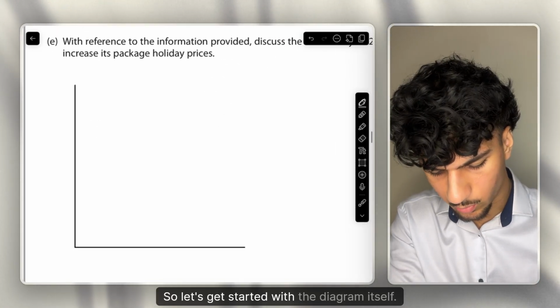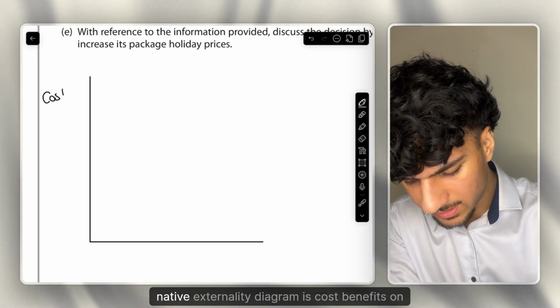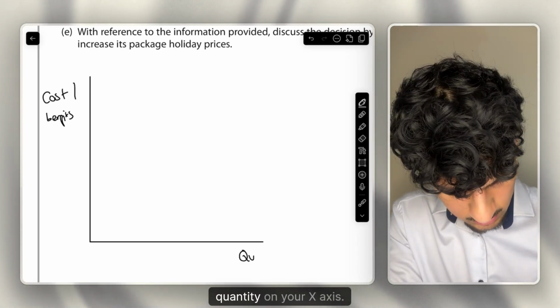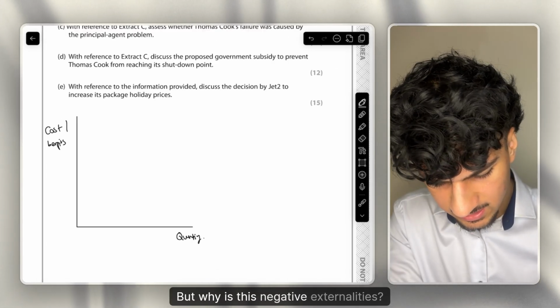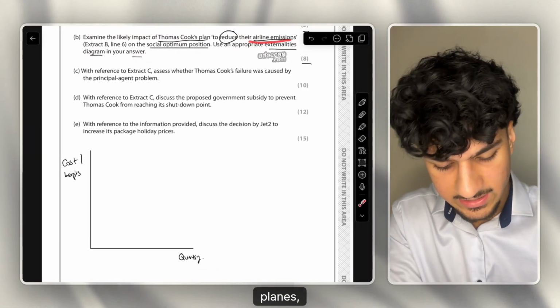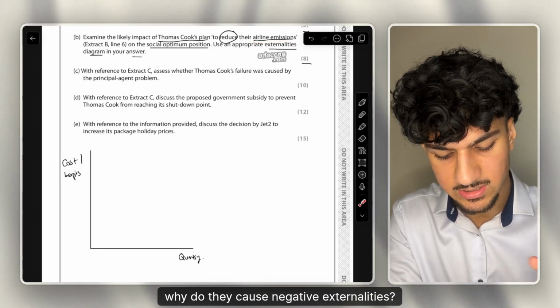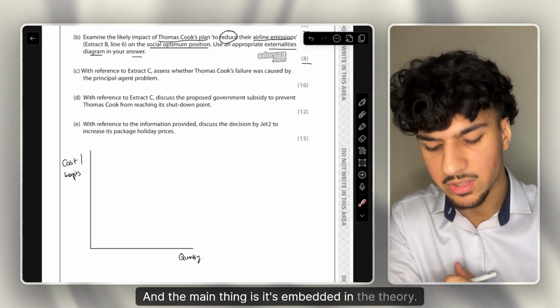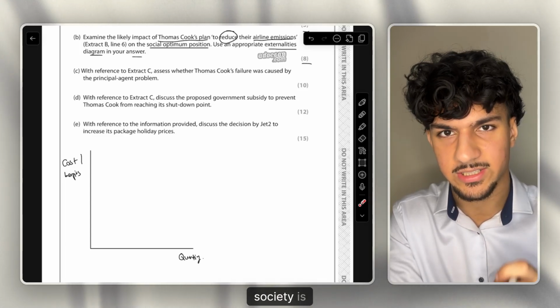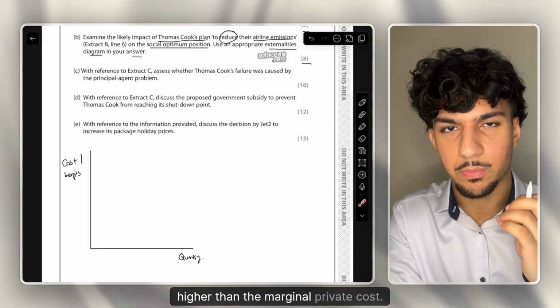So let's get started with the diagram itself. Of course, the negative externality diagram has costs and benefits on your y-axis, quantity on your x-axis. But why is this negative externalities? If you think about airlines, why do planes cause negative externalities? The main thing is it's embedded in the theory. This is because the marginal social cost to society is higher than the marginal private cost.